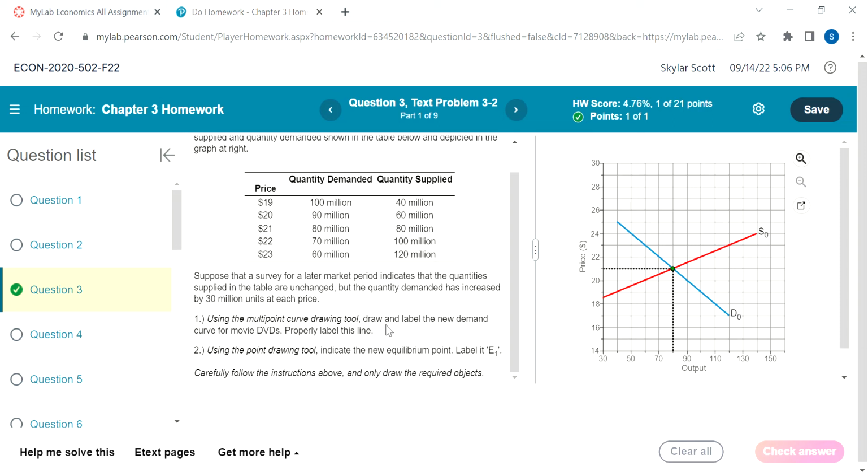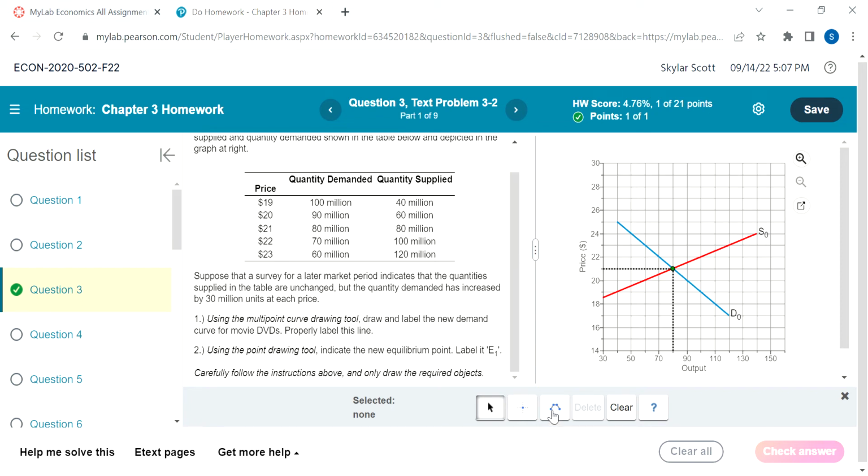Properly label this line. I think a lot of times when people have struggles with supply and demand, they actually get the concepts, they just don't quite understand how to use these Pearson graphing tools. They can be a little bit finicky. What Pearson is going to want us to do is to graph the new demand curve, which right now you can see is D subscript 0. The new demand curve will be D subscript 1. And they're going to want us to use each one of these given prices for the new demand curve.